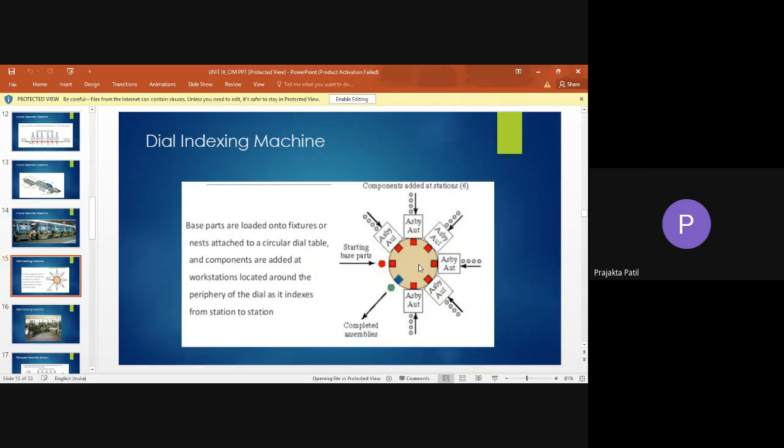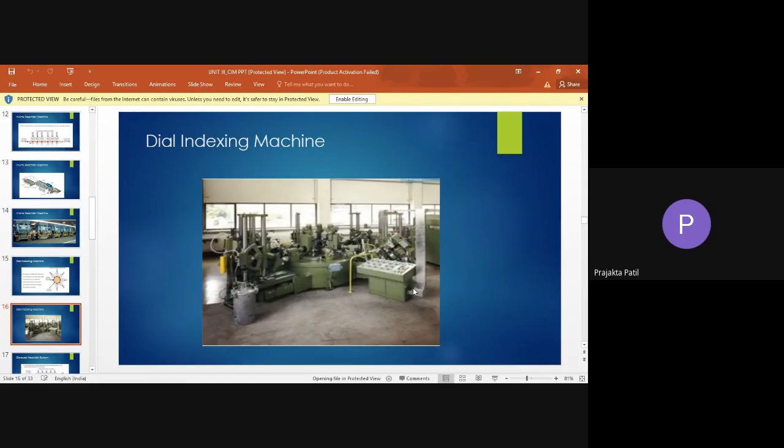Also, we have seen how to calculate the angle of rotation or the dial indexing that has to be done. It all depends upon the number of stations that are going to be placed. So based on that, you can calculate all of that. What you see here is a 6-station rotary dial machine, a dial indexing machine.